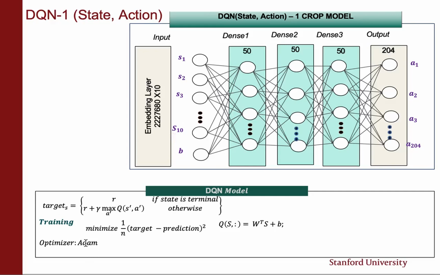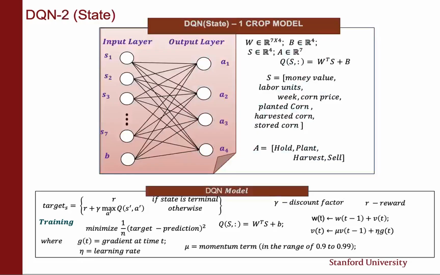DQN1 uses Adam optimizer to learn its weights, and this network takes several hours to learn as the input layer has a very large number of neurons. To overcome these difficulties, we have developed DQN2 where the input layer represents only the states and the output layer represents only the actions. This network learns very quickly, within a minute, and produces good results. Here we used stochastic gradient optimizer with momentum function to accelerate the learning process.